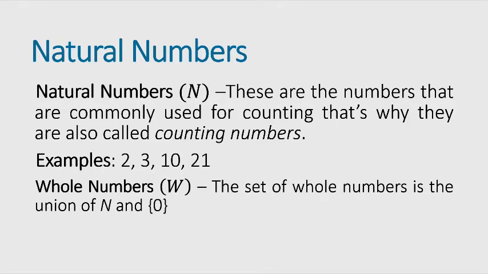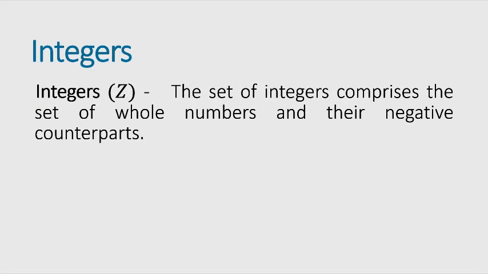Next is the whole numbers. The whole numbers is just the set of natural numbers with the addition of the element 0. The integers are just the whole numbers plus their negative counterparts. So 3 and negative 3, 1 and negative 1, 7 and negative 7, and negative 53 and positive 53. And we still include 0.